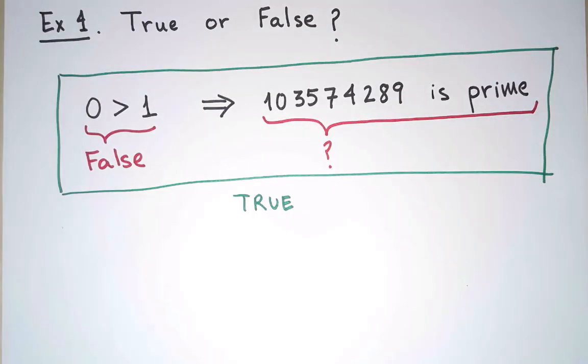Perhaps this is a bit counterintuitive, but if you fully understand these examples, and you're comfortable with them, then congratulations, you now understand how we use conditional statements in mathematics.